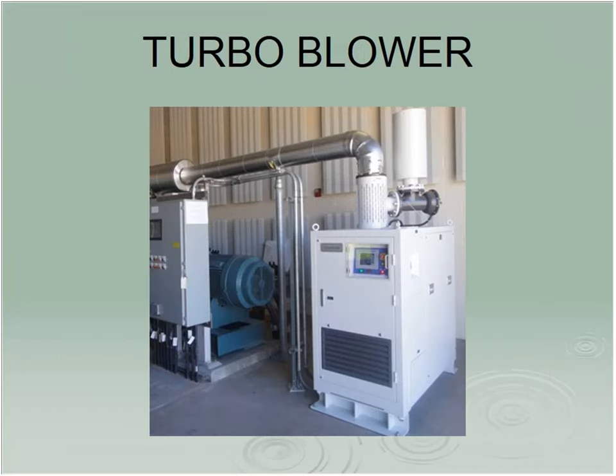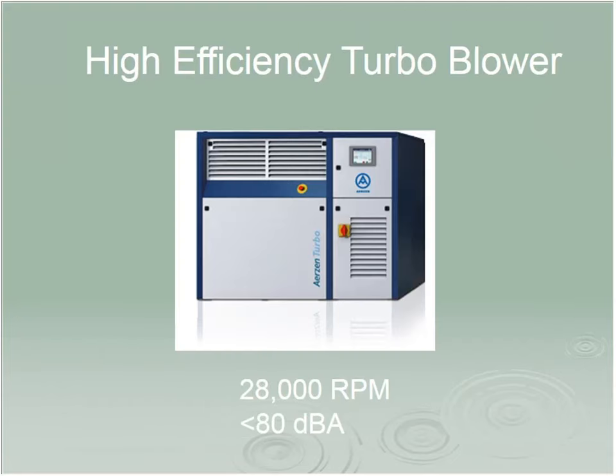These are the latest and the greatest so far. This is a turbo blower. This thing is operating at 28,000 RPM. Less than 80 decibels. You walk into a room with those Roots blowers, you have to wear earplugs, like me for one year. These things are absolutely amazing. The reason that they run at about 40% of the horsepower of a conventional unit is because they have no bearings.